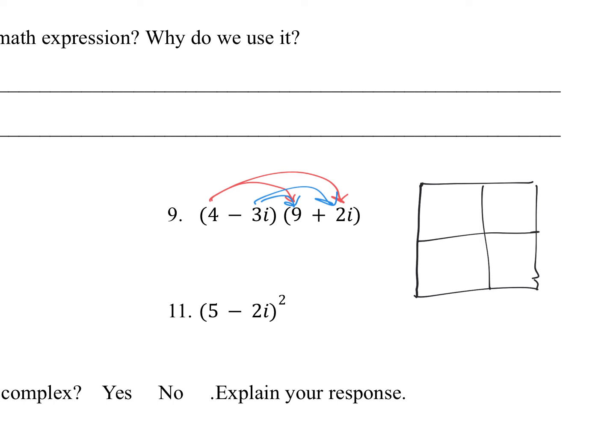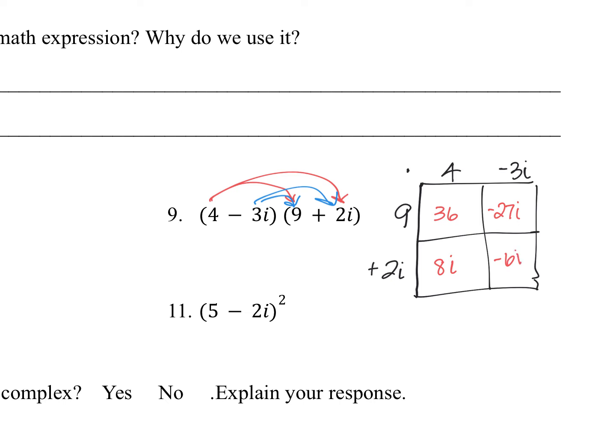So we write 4 minus 3i times 9 plus 2i. And then we multiply each pair. So 9 times 4 is 36. 9 times minus 3 is -27. Keep the i on there, -27i. 2 times 4 is 8, so this would be 8i. 2 times 3 is 6. 2 times -3 is -6.